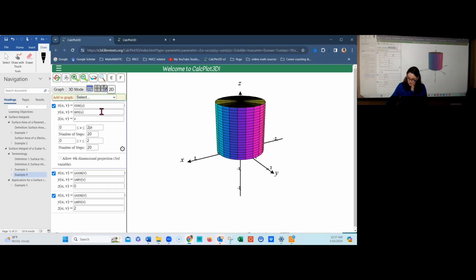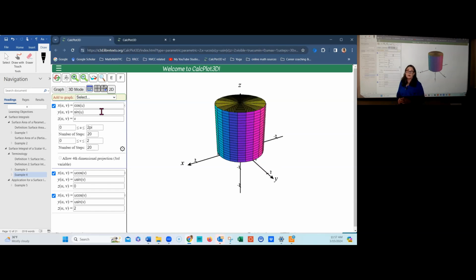Now, the next question is, how do we parameterize the sides? For the sides, we want to take a circle in the plane and draw it up along a plane parallel to the z-axis. So in that case, we set x to be cosine u, y to be sine of u, giving us a circle of radius 1, and we draw it along the z-axis. And this will give us our parameterization.